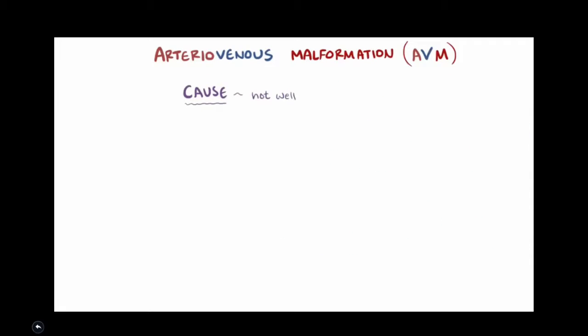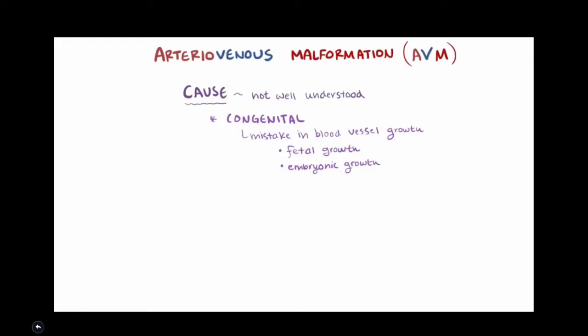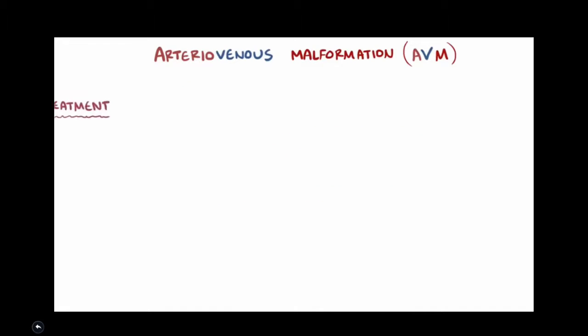The cause of AVMs isn't well understood, although it's thought to be congenital and caused by some mistaken blood vessel growth during embryonic or fetal development, some of which seems to be genetic. One well-known relationship is with Osler-Weber-Rendu disease, which is an autosomal dominant disorder that causes problems with blood vessels throughout the body. Most AVMs are treated even if the person's not symptomatic, because of the risk of complications like bleeding.